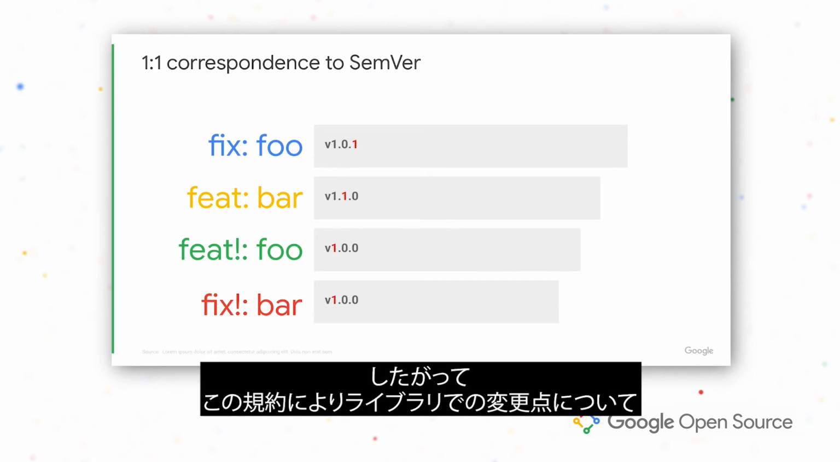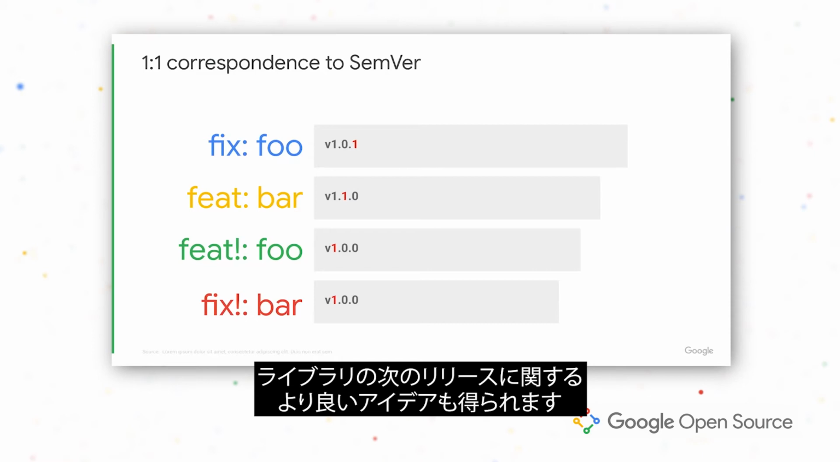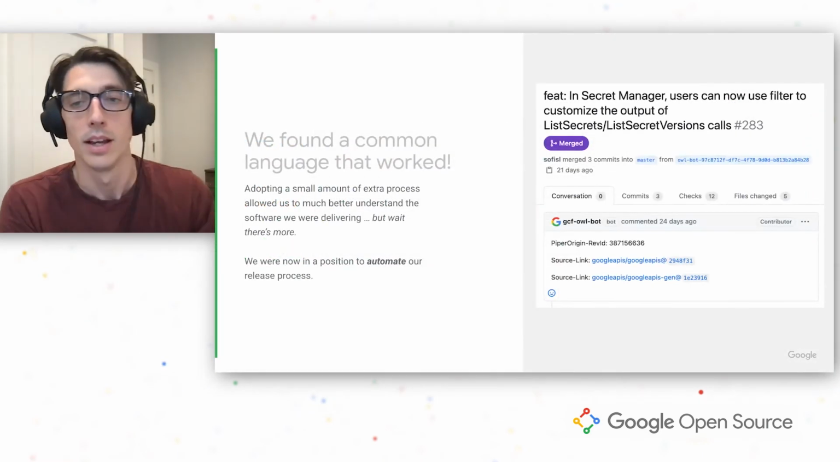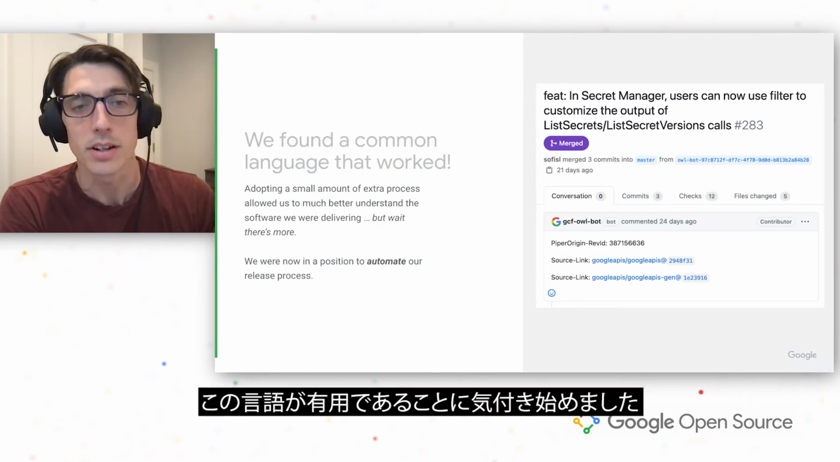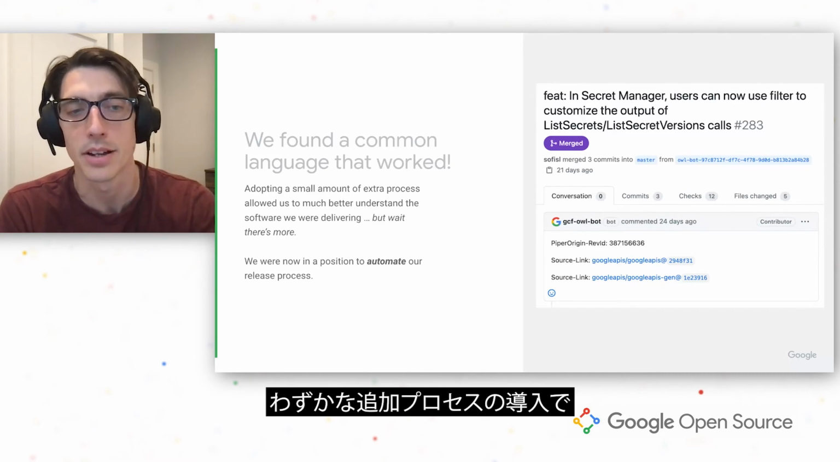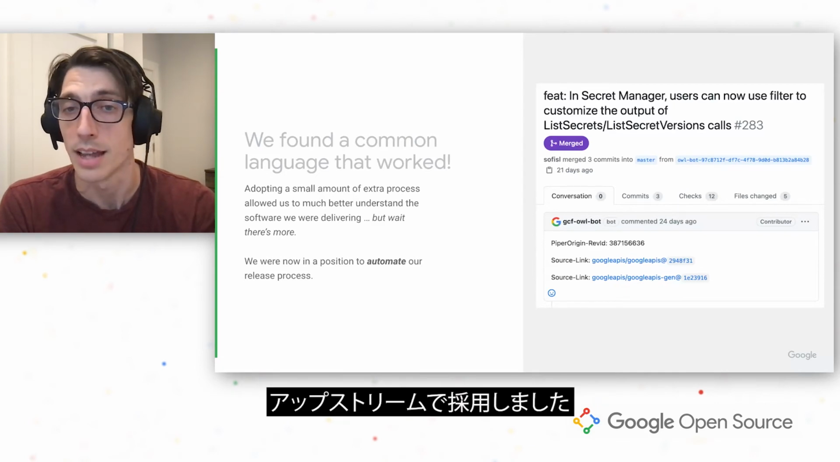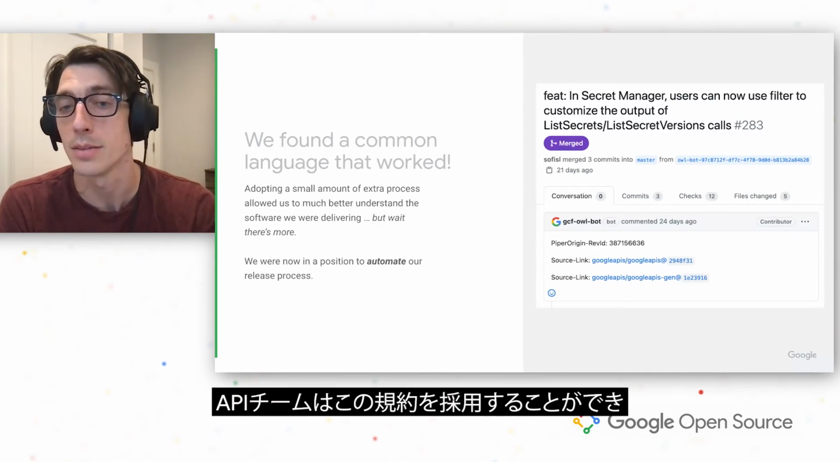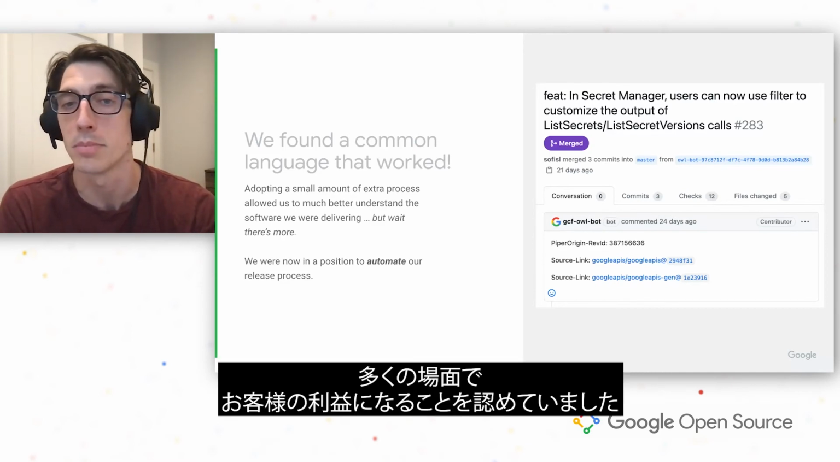So not only do we get more context about what's actually changed in a library by adopting these conventions, we actually have a better idea of what the next release of the library should be. So ultimately, to jump to the chase a little bit, we've started to find that this language was working for us. Adopting a small amount of extra process allowed us to much better understand the software we were delivering. So this was great. And we did start to see adoption upstream. API teams were able to adopt this convention, and there wasn't too much complaining. For the most part, people understood that this would benefit the customers.